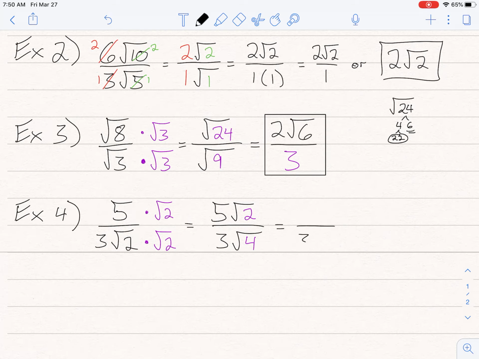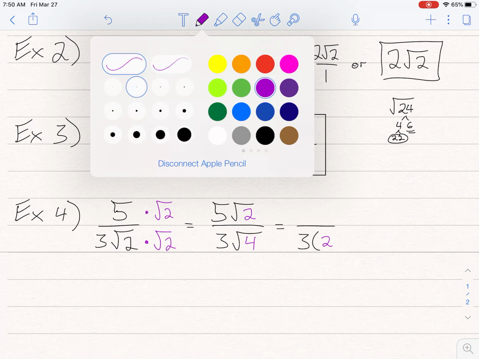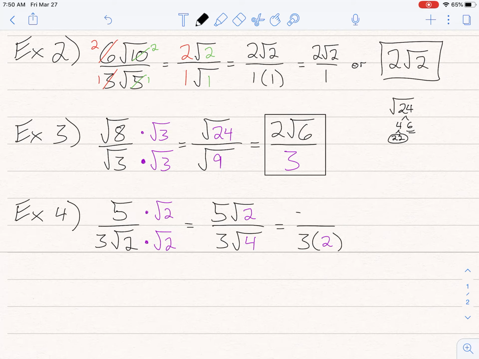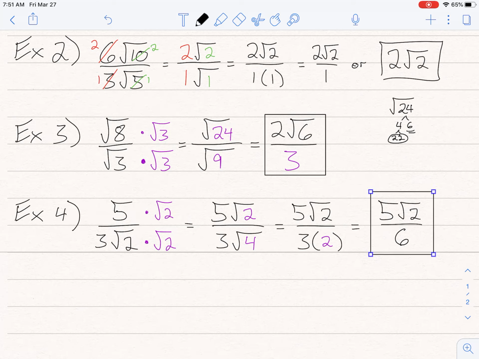Now let's look at the denominator, because 3 times the square root of 4 really is 3 times 2, because square root of 4 is 2. And then this numerator doesn't really simplify, 5 square root of 2. So we have 5 square root of 2 over 6. And that turns out to be our final answer, because 5 and 6 don't simplify, and I wouldn't simplify the square root of 2 against 6 because one's inside of a square root, one's outside of a square root.